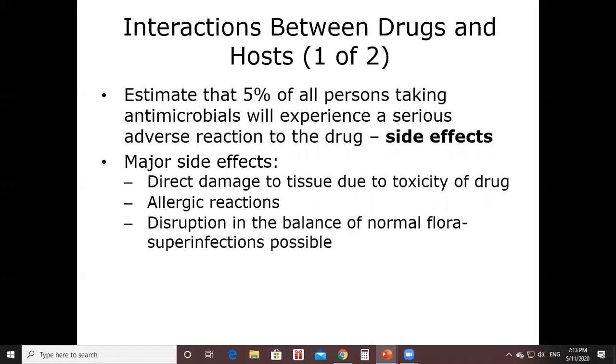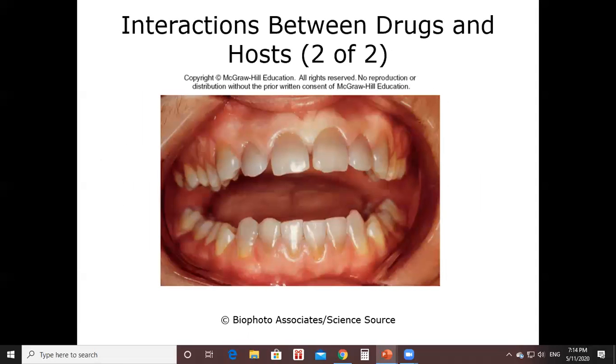And now we talk about interactions between the drugs and the host. 5% of all people taking antimicrobials will experience a serious adverse reaction. Some major side effects: direct damage to tissue due to toxicity, allergic reactions, disruption of the normal balance of normal flora. Then you can possibly have superinfections.